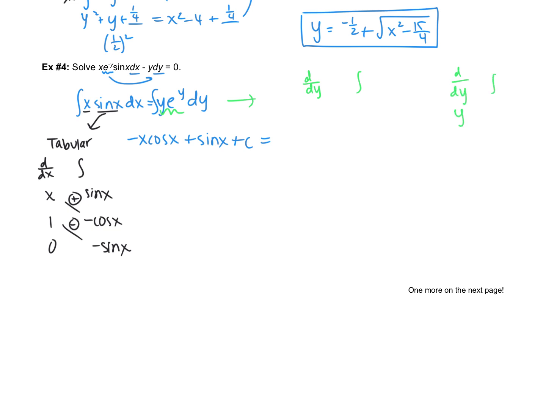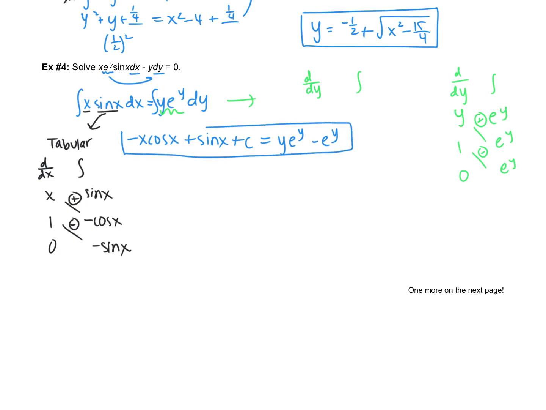Whatever we're differentiating has to get down to 0. And then e to the y always becomes e to the y. And again, opposing signs. So that will give us y e to the y, subtract e to the y. And that is our answer.